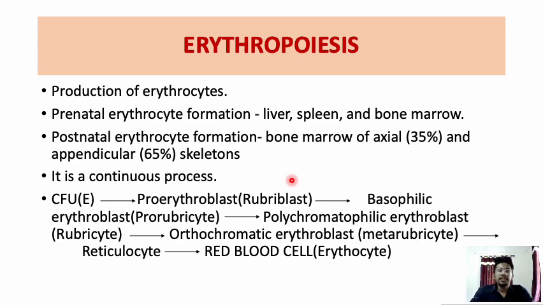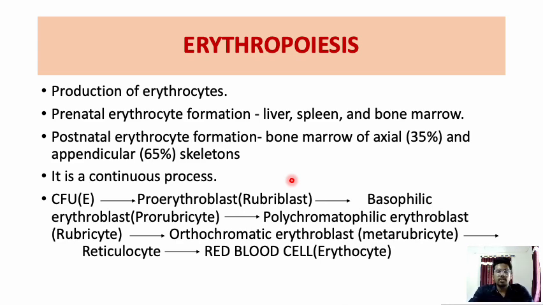The production of RBCs is a continuous process. If you stop the production of RBC, how will you live? Because RBC will get destroyed after some days. Usually it is there for 120 days. After 120 days, they will get destroyed. In case of human beings, I am saying.